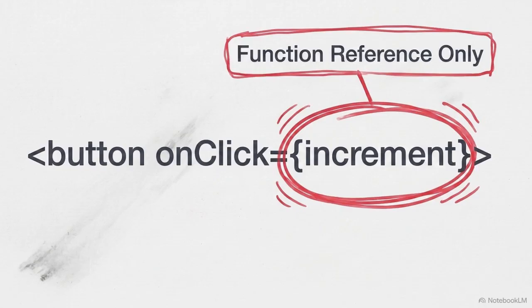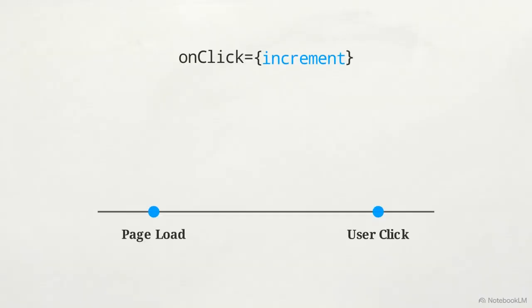Look how we wire the buttons to our logic. We use the onClick attribute and pass the function name inside curly braces. Notice that we provide the function reference without parentheses. If you add parentheses here, the function will execute immediately on page load, rather than waiting for the user's click.